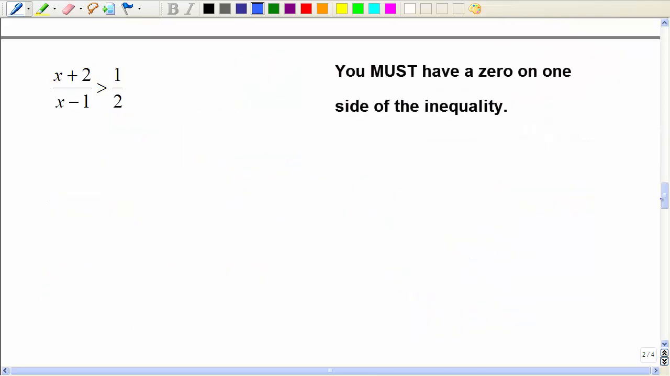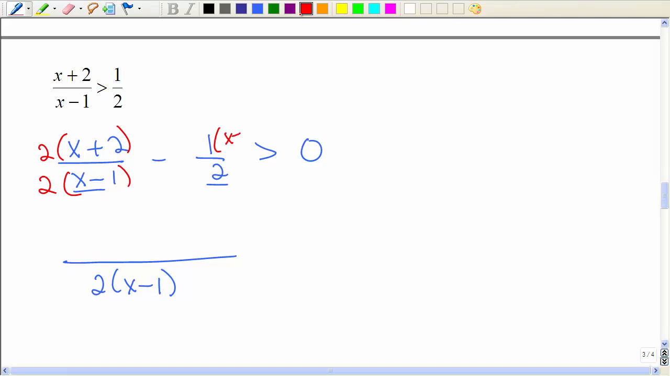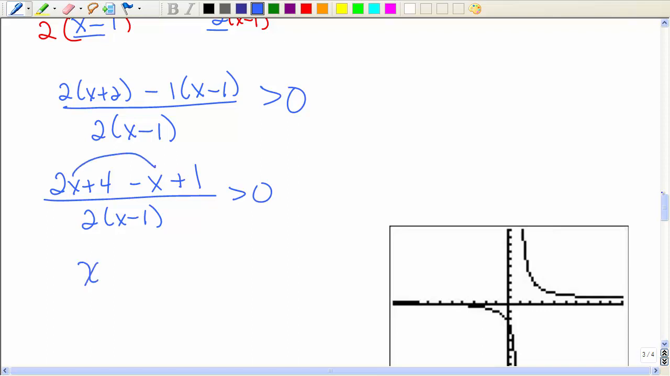Right? Again, we don't have 0, so we've got to do some algebra. So I'm going to subtract 1/2. That's greater than 0. This time the common denominator is both of those, so that's 2 times x minus 1. So I need to multiply this fraction by 2 over 2 and this fraction by x minus 1. So I have 2 times x plus 2 minus 1 times x minus 1, again being very careful about that minus, is greater than 0. So let's distribute. Collect like terms, 2x minus x, 4 plus 1.